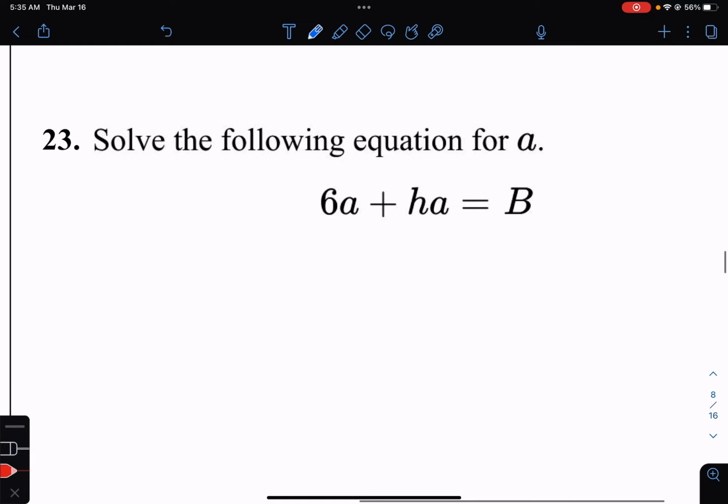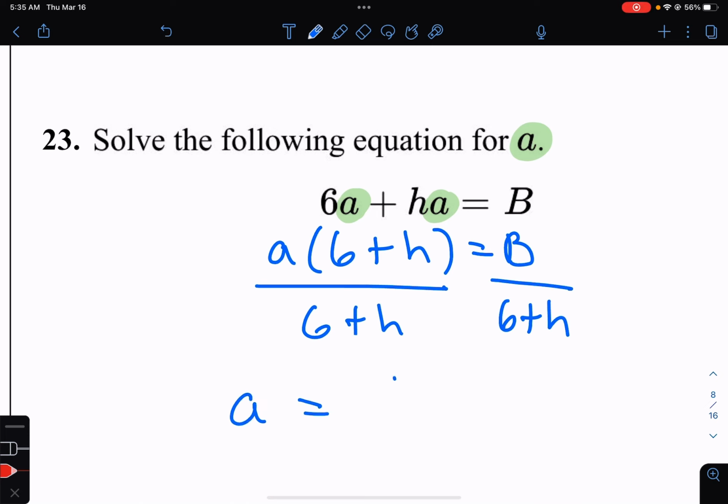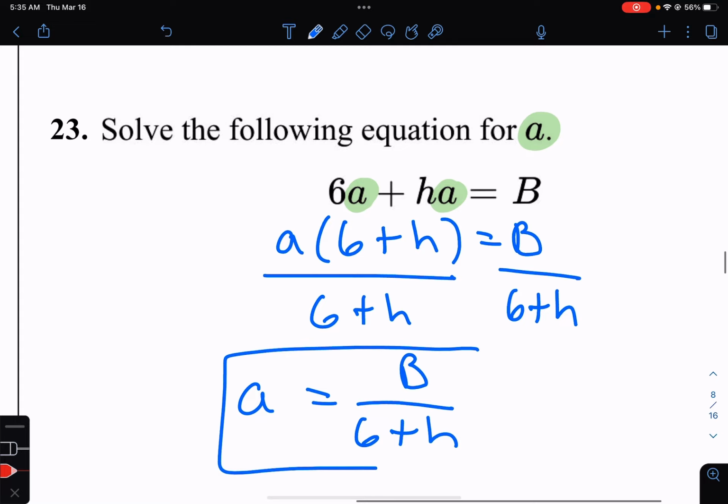All right, so number 23 here. Here they want us to get a by itself. Now again, we have two a values here. So how are we going to get these a's by themselves? We are going to factor out. All right, then we can divide both sides. And we get that a is equal to b divided by 6 plus h. That would be our answer there.